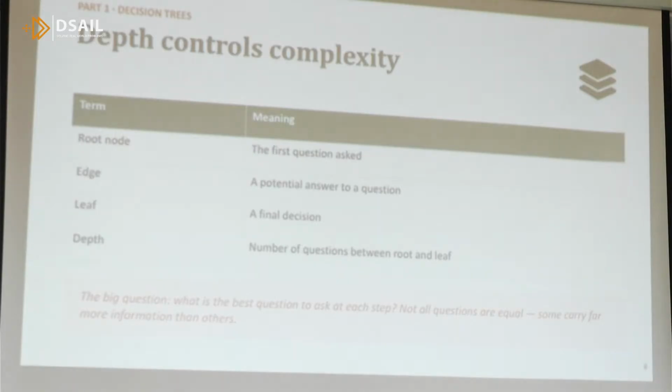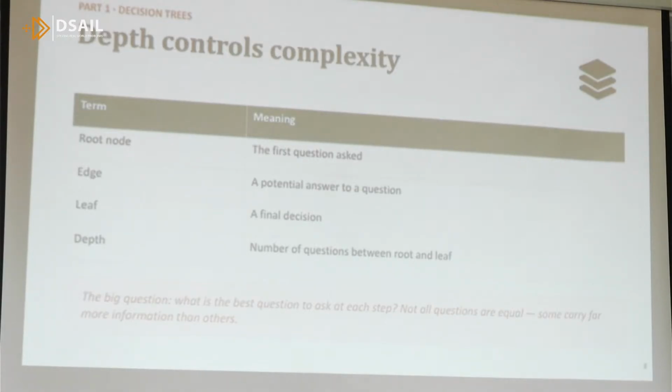Now, ideally, depth controls complexity of a decision tree. The deeper the decision tree, the more complex it is. The shallower the decision tree, the simpler it is. And you're going to see that later on. So the root node is the first question asked. Edge is a potential answer to a question. The leaf node is a final decision. The depth is the number of questions between the root and the leaf.